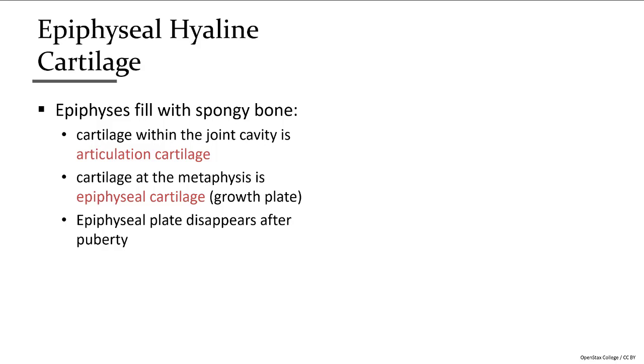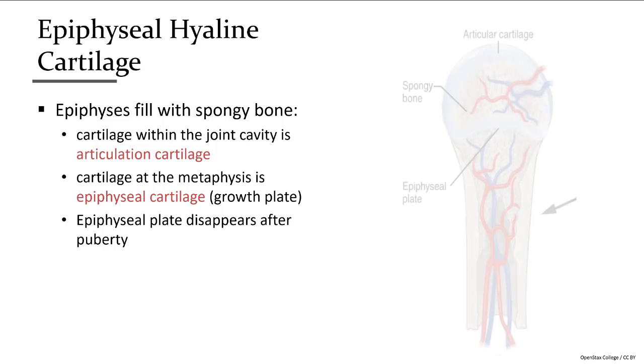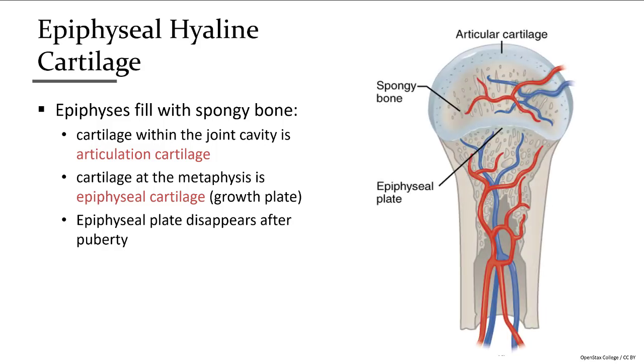The cartilage inside the bone, inside the metaphysis of the bone, is known as epiphyseal cartilage or an epiphyseal plate. This will go away after puberty, and the person will no longer have the ability to grow taller. We can see here the articular cartilage and the epiphyseal plate inside.